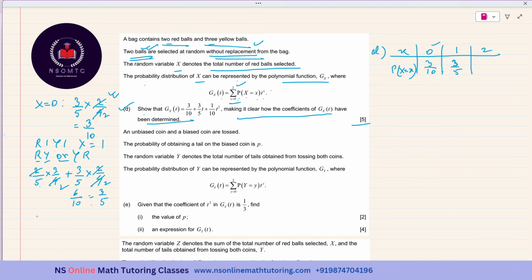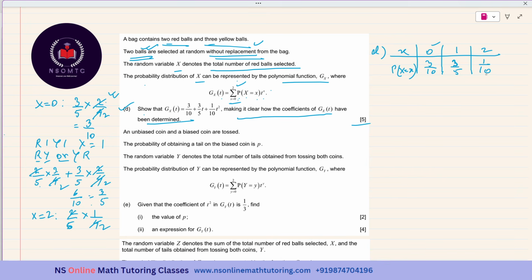And 2 red balls. X equal to 2. So 2 over 5, 2 red balls, so 2 over 5 times 1 over 4. So it is 1 over 10.